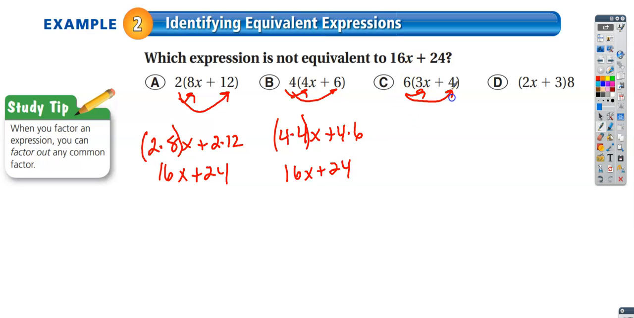The next one is 6 times 3x plus 6 times 4. Associate those together. Oops, 18x plus 24. So that one is not equivalent. I can stop right there and circle it.